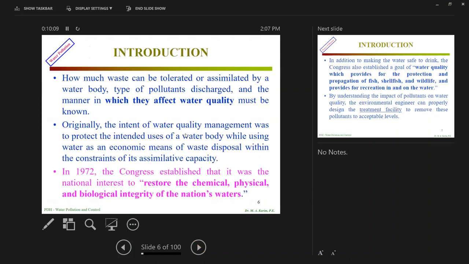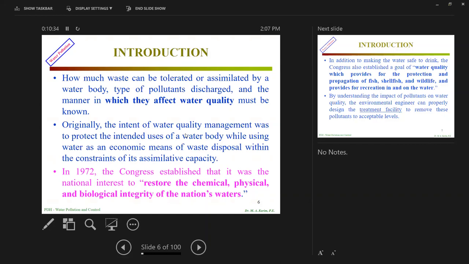So if we have a higher amount of water and I put some waste over there, still after the dilution and everything, the water quality would be almost the same. So why don't you take advantage of some natural process, other than spending a lot of money? That's what we're saying: how much waste can be tolerated or assimilated by a water body, the type of pollutants discharged, and the manner in which they affect water quality might be known.